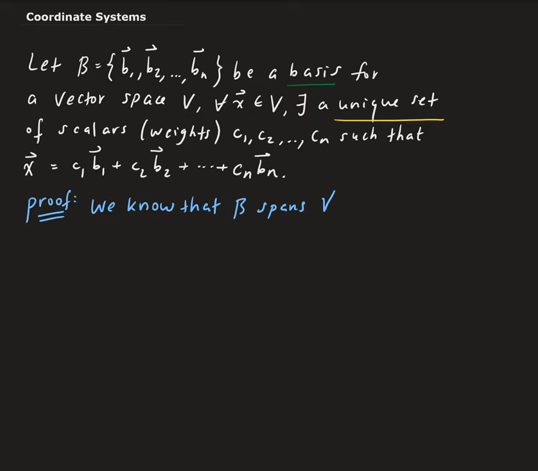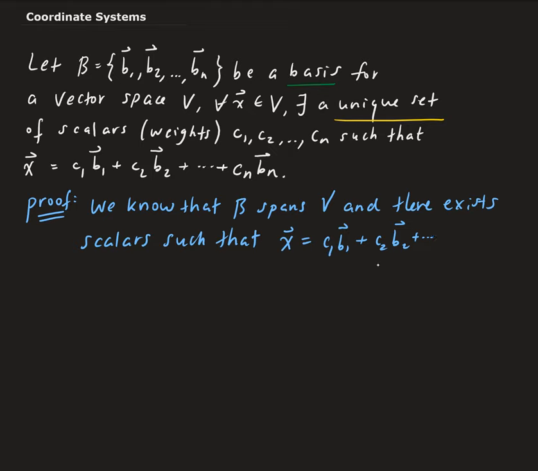So we know that beta spans V, and there exist some scalars such that x can be written as a linear combination of those vectors in beta. That's going to be c1 times b1 plus c2 times b2 plus cn times bn. So we pick a vector in the vector space, and then we can write it as a linear combination of those basis vectors, and that's because we know it spans.